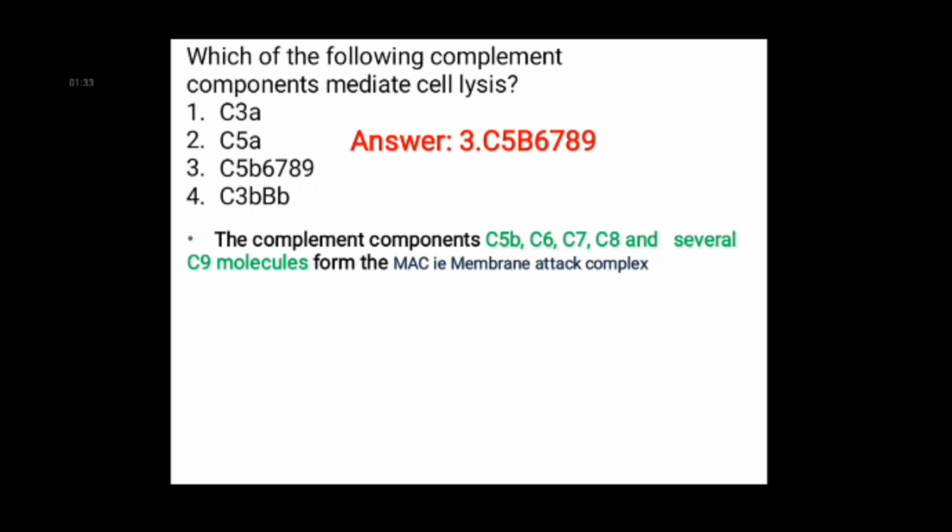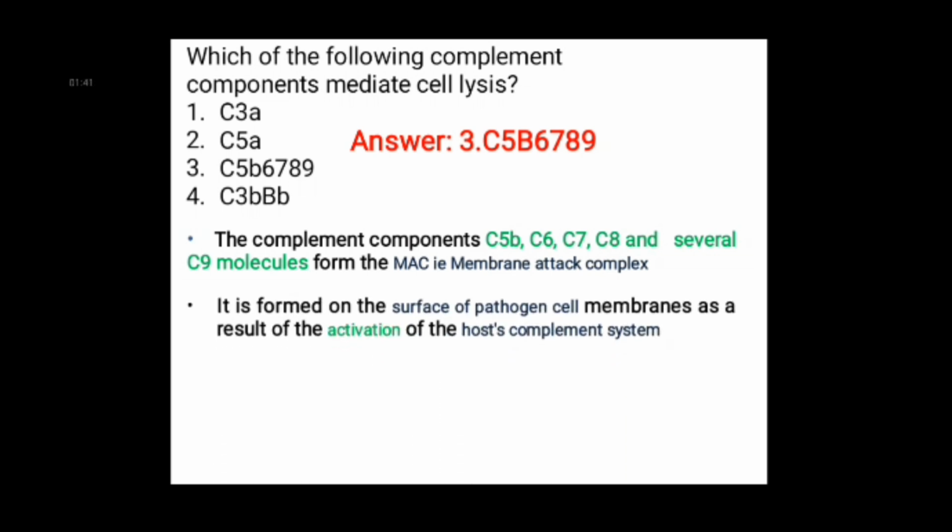The complement components C5b, 6, 7, 8 and several C9 molecules form the MAC, that is a membrane attack complex. It is formed on the surface of the pathogen cell membrane as a result of the activation of the host complement system.